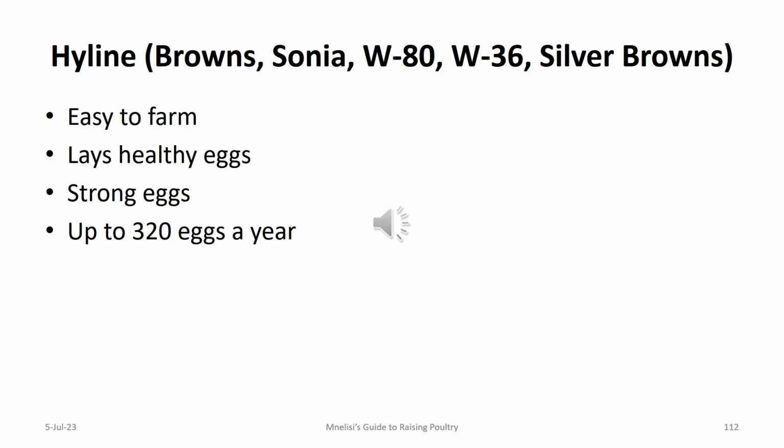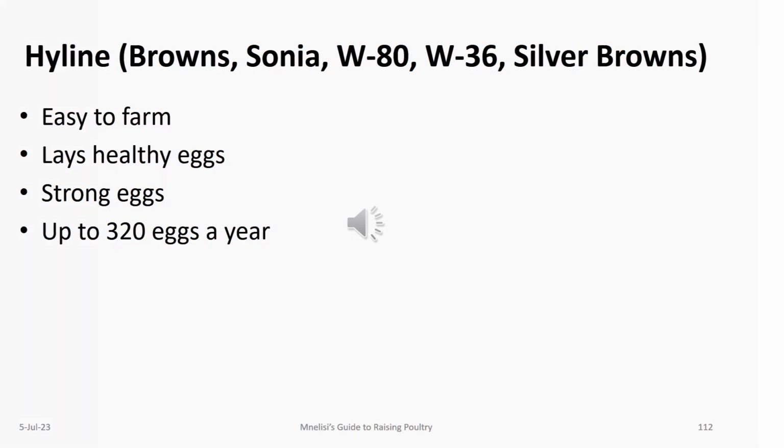Highland Brown, Sonia, W80, W36, silver browns. These chickens are easy to farm. They lay healthy, strong eggs up to 320 a year.